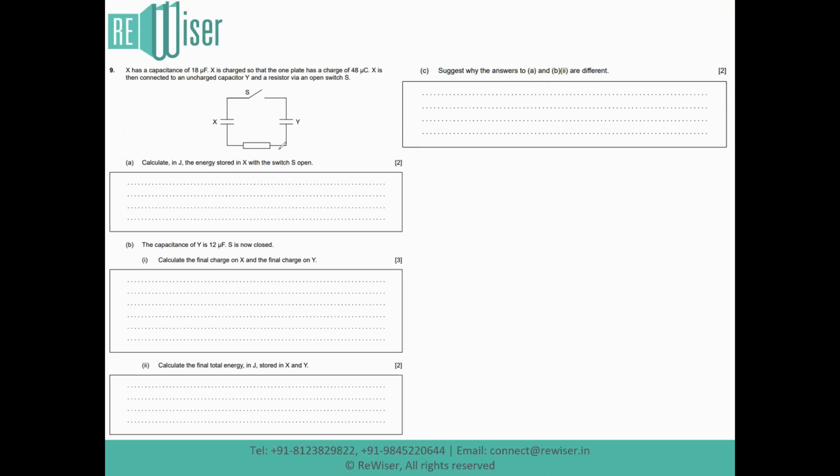So here we notice the diagram with two capacitors connected in a single loop circuit with a load resistor and an open switch. As long as the switch S is open, there is no current or charge flowing in the circuit. And since there is no charge flowing, we can assume capacitor X to be holding its charge of 48 microcoulomb. Moving ahead, calculate in joules the energy stored in capacitor X with the switch open.